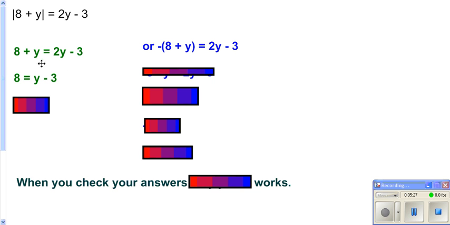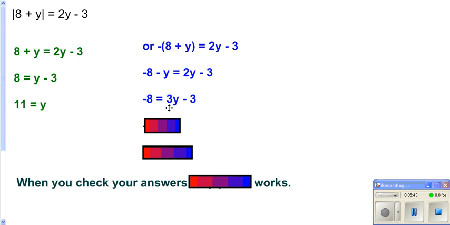This one here, we can subtract a y from both sides. We get this. Then we can go ahead and add a 3 to both sides, and we get y to be 11. Over here, we can go ahead and distribute through our negative to the 8 and to the y. Now we can add a y to both sides to get rid of this y, and we get a total of 3y on the right side. Now we want to get rid of the minus 3 by adding 3 to both sides. Then we want to get rid of the 3 by dividing by 3 on both sides.